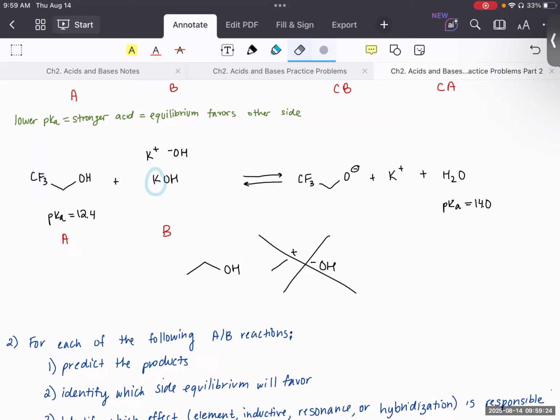All right, so we have our base here, and so we can label our conjugate acid and the conjugate base. So the acid becomes a conjugate base, and that OH becomes that H2O. So that's our conjugate acid here. And that potassium just stayed the same. Nothing really changed with it.